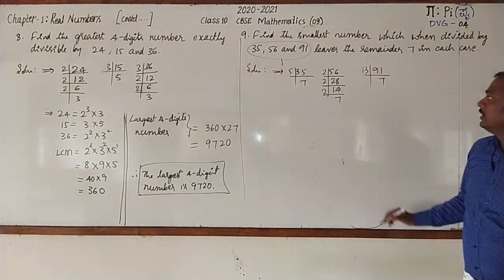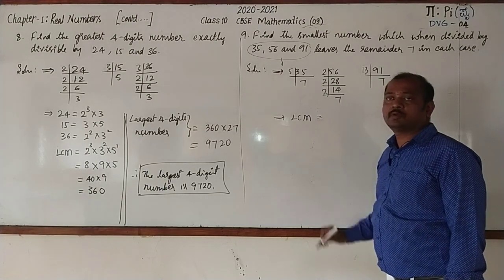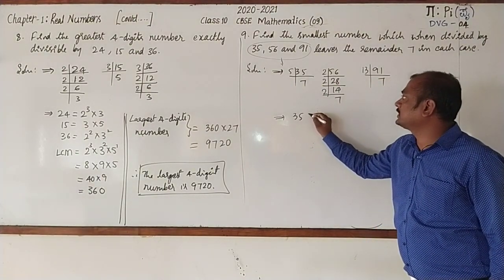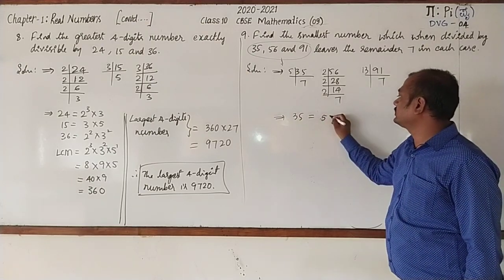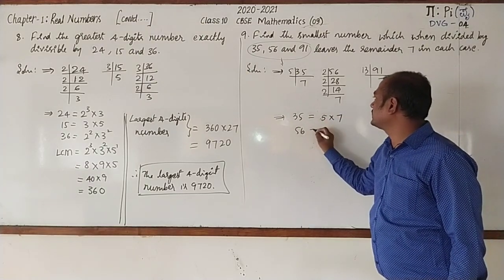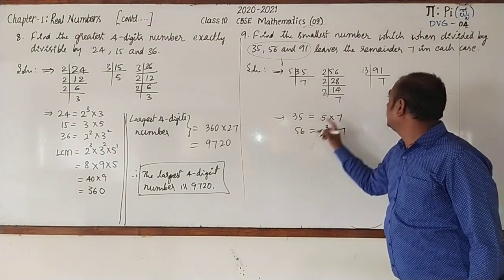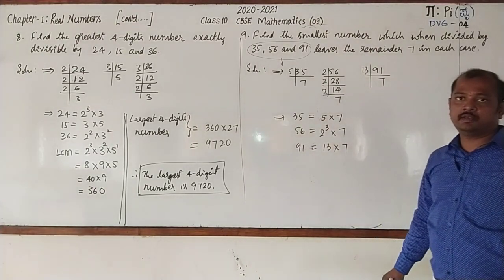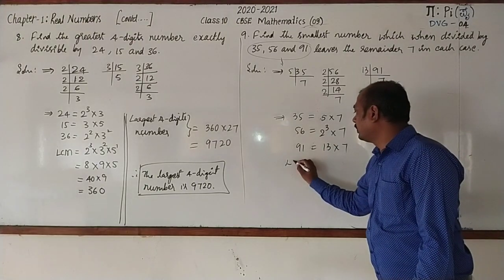Clear? Now let us find the LCM of these numbers. Let us write the prime factorization. 35 is equal to 5 into 7. 56 is equal to 2 cube into 7. Then 91 is equal to 13 into 7. Understood? Next, what is the LCM?